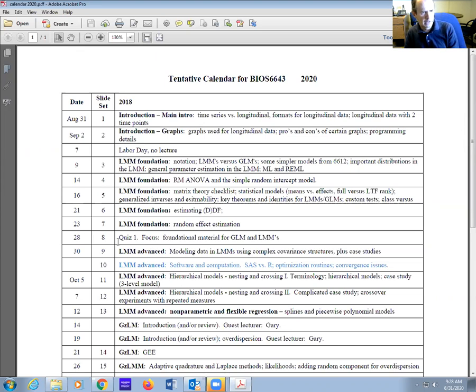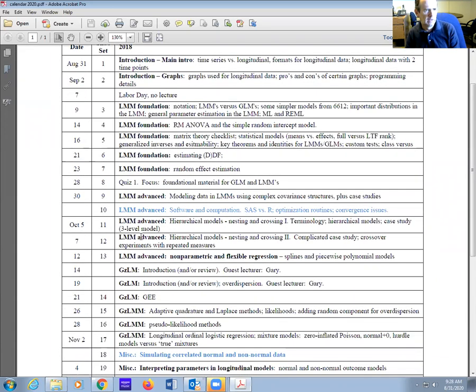And then I plan to have quiz 1 on September 28th. So it's basically over the intro material and the foundational material, really. So you can think of this quiz 1 as sort of a review, for those who have had 11, 12 or a related sequence. And then we get into the more advanced linear mixed model material for a couple weeks.